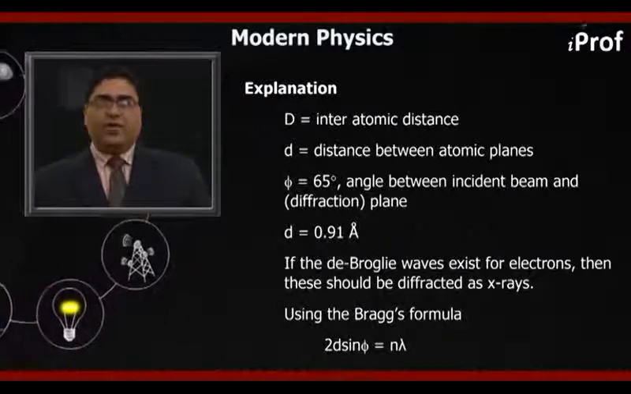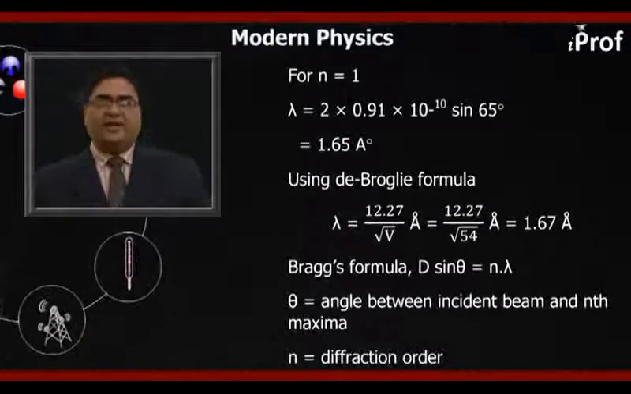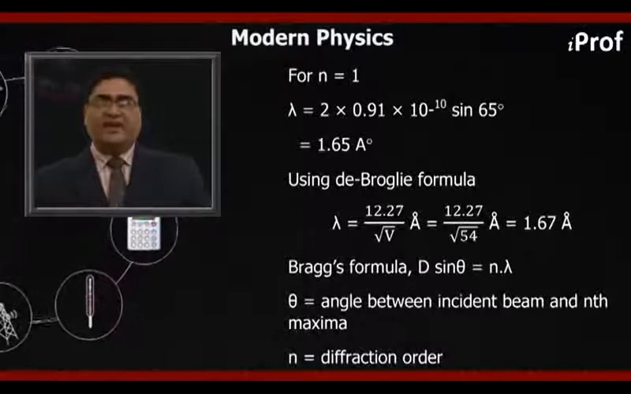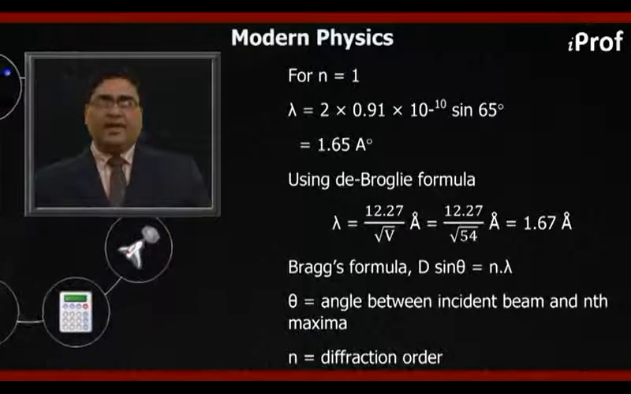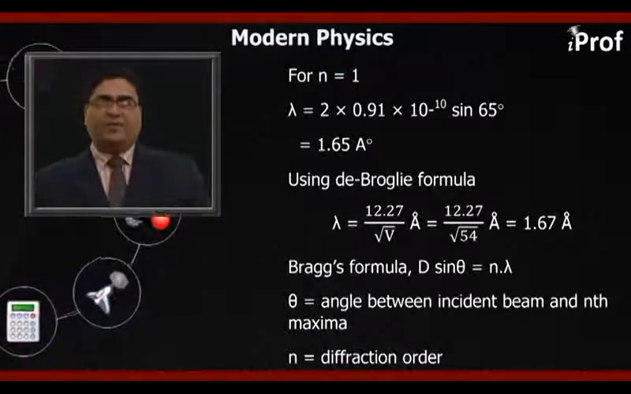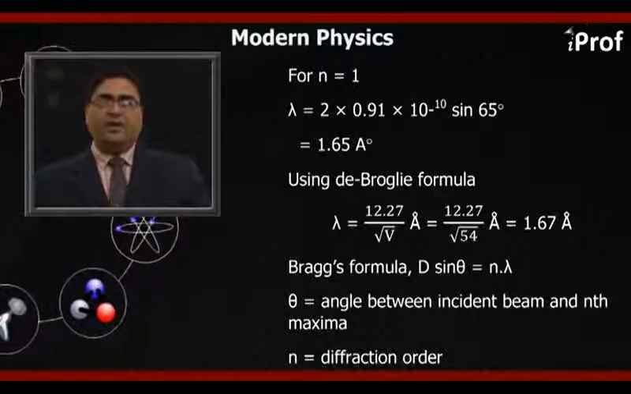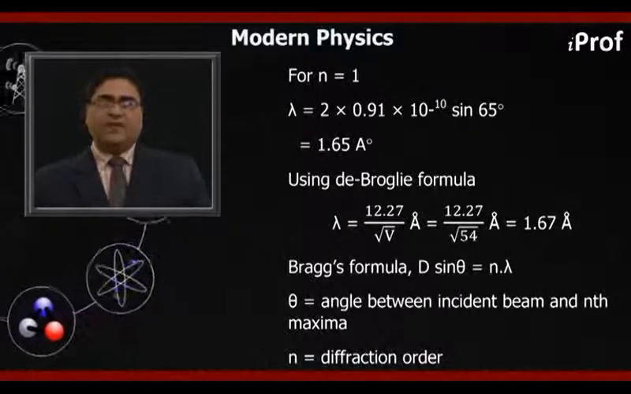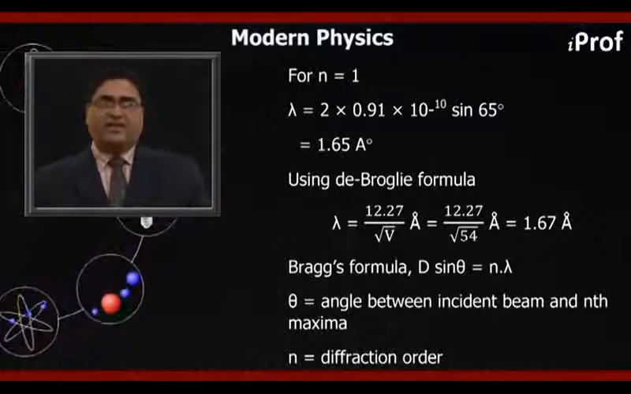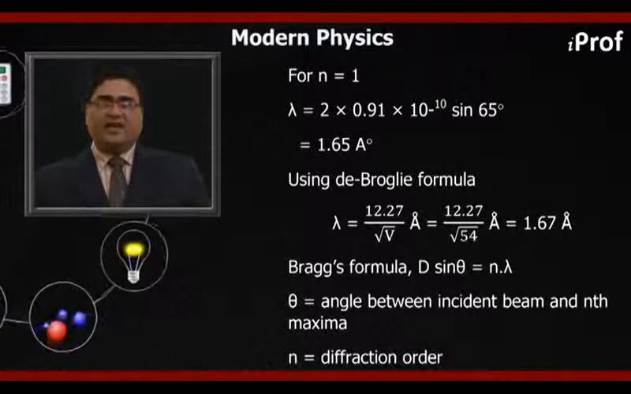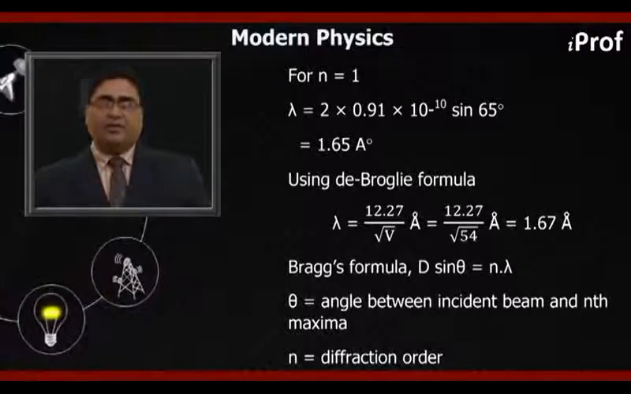2d sin phi equal to n lambda. For n equal to 1, lambda equal to 2 into 0.91 into 10 power minus 10 sin 65 degree equal to 1.65 angstrom. Using the de Broglie formula for electron, lambda equal to 12.27 upon root V angstrom equal to 12.27 upon root 54 angstrom equal to 1.67 angstrom, which is approximately the same as calculated above by Bragg's formula. Bragg's formula: d sin theta equal to n lambda, where theta is the angle between the incident beam and the nth maxima, and n equal to the diffraction order.